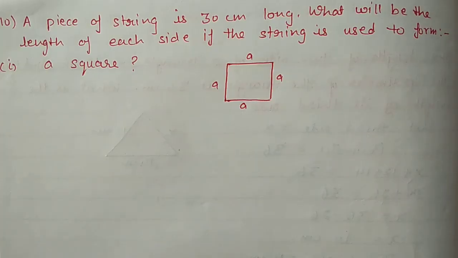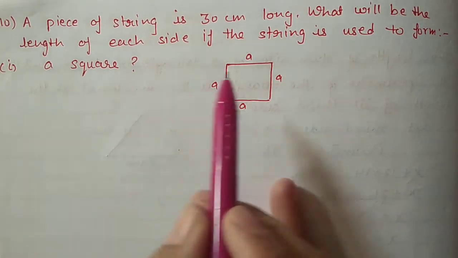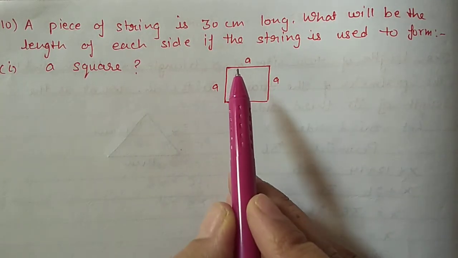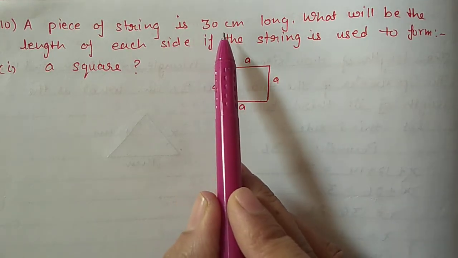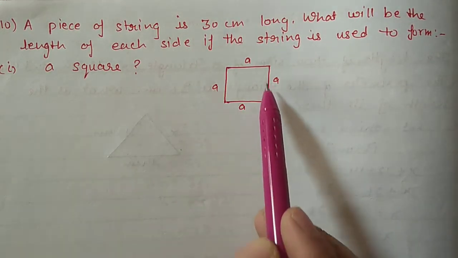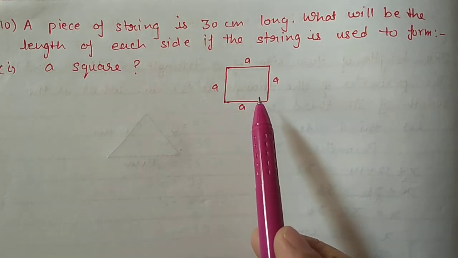Next, question number 10. A piece of string is 30 centimeter long. What will be the length of each side if the string is used to form a square? First part, square. Square means all four sides are equal. So we have to bend the string in this shape, and this string length of 30 centimeter will become the perimeter of this square.